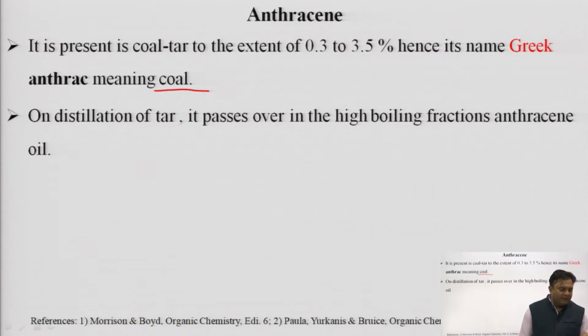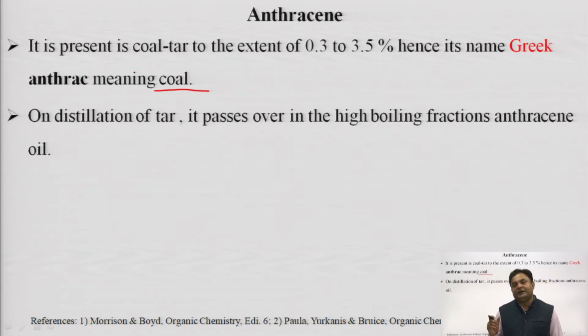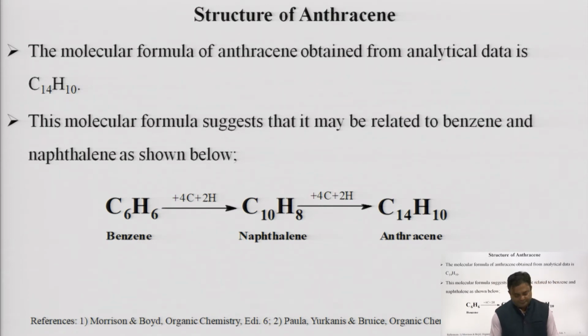So on distillation of tar, it passes over in the high boiling fraction, anthracene oil. Okay, that particular green oil fraction is also known as the anthracene oil fraction, because anthracene is the major product present in that particular fraction. So now coming to the structure of anthracene again.